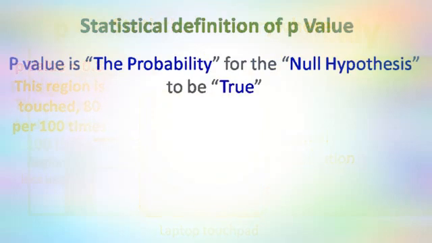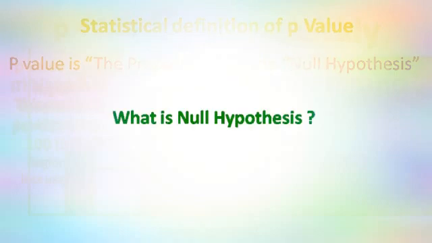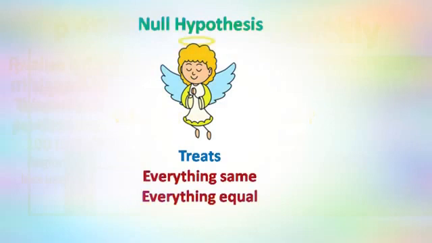Now if we look at the statistical definition, the p-value is the probability value for the null hypothesis to be true. To understand p-value, we should first understand the null hypothesis. The null hypothesis is the hypothesis which treats everything the same, everything equal.